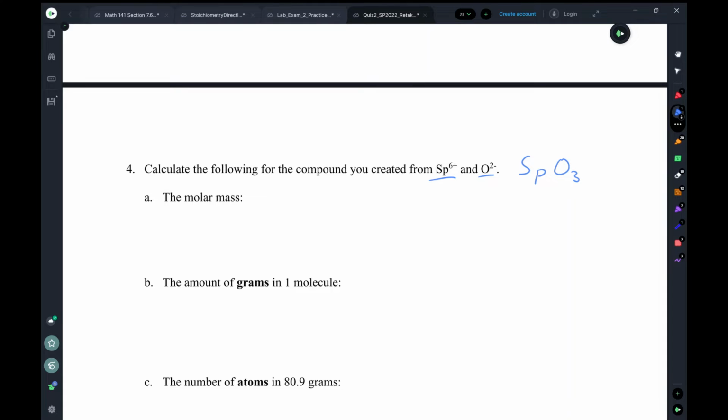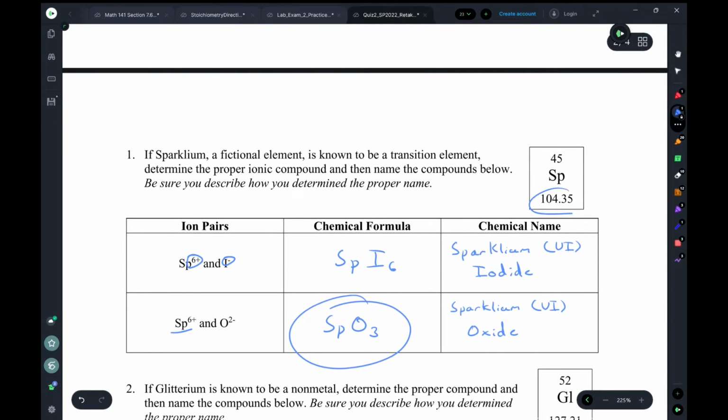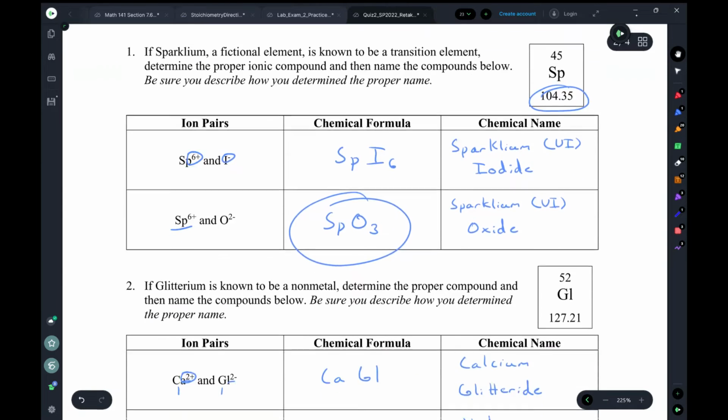In the first part of the question, we're going to need to find its molar mass. In order to find its molar mass, we have to find the atomic weight of each individual element and multiply it by its amount. So we're going to be using oxygen and sparklium. Oxygen's atomic weight is just 16, while sparklium's atomic weight was 104.35.